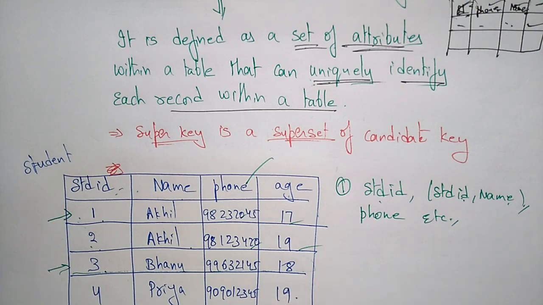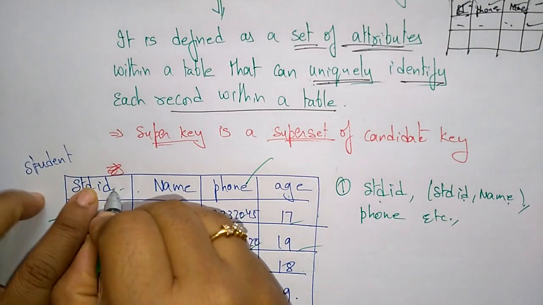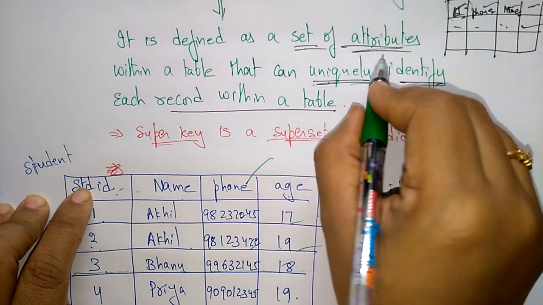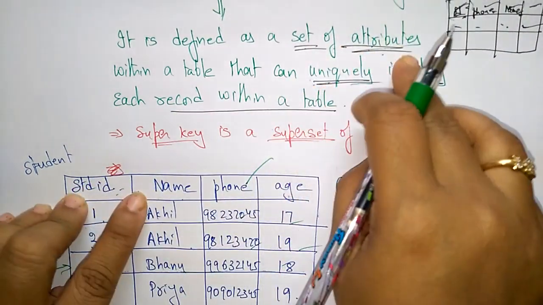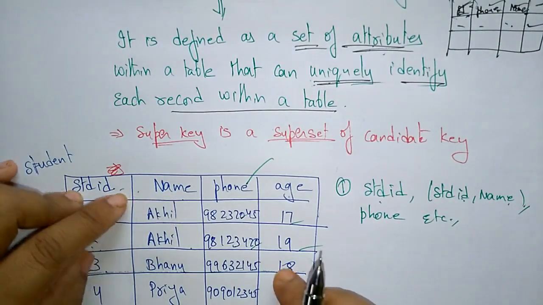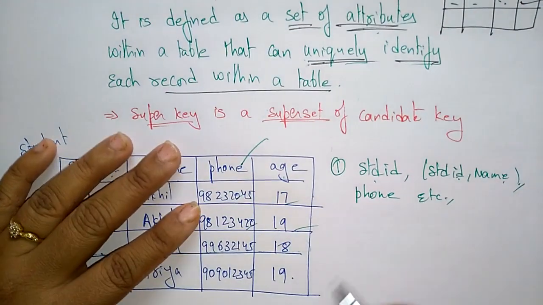So what is a super key? A super key, simply you call it a key or a set of attributes within a table that can uniquely identify each record within a table.